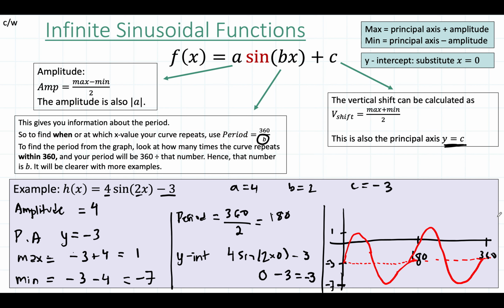Assuming if you're Math AI, you have your calculator with you. If you're AA, you won't have it for paper 1, but this might be a paper 2 type thing you'll have to do, so it's good to check it using the GDC.